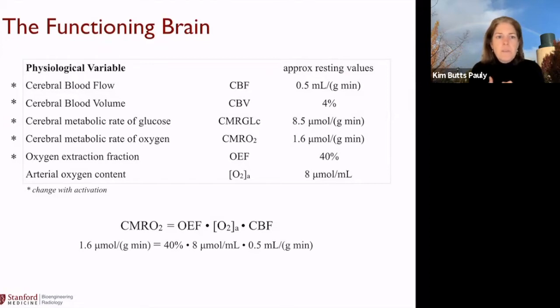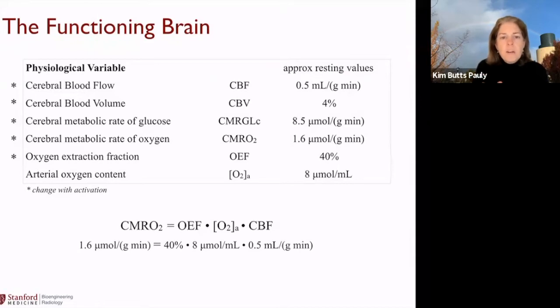So some of the other things that we see here: cerebral metabolic rate of glucose, so that's how fast the brain is using up the glucose. The cerebral metabolic rate of oxygen. You need oxygen in order to metabolize glucose, so those are most likely going to go together. The oxygen extraction fraction, that's how much of the oxygen in the blood gets extracted out. And then there's the arterial oxygen content.